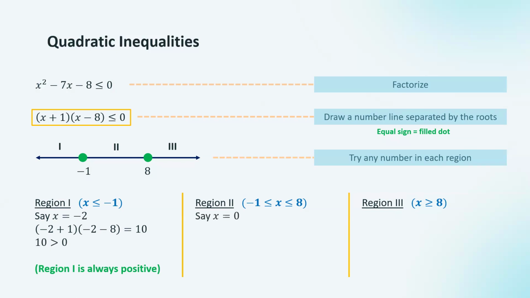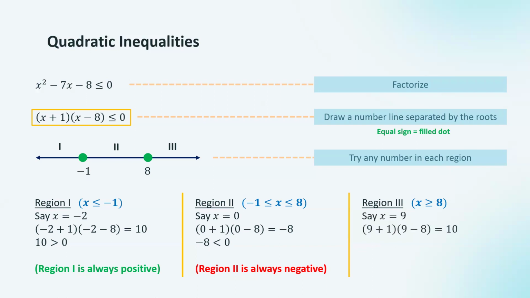For the next region, I will use x equals 0 since this is the easiest one to calculate. And we know that the multiplication is going to be -8. So whatever x value, as long as it is in the second region, it's going to yield a negative value. For the last region, the third one, let's say x equals 9. If we multiply it, we have 10. 10 is greater than 0. So whatever x value you use in the third region, it will be positive.